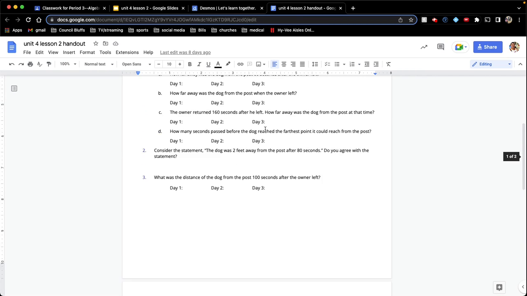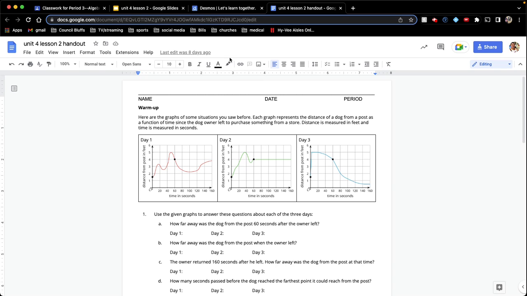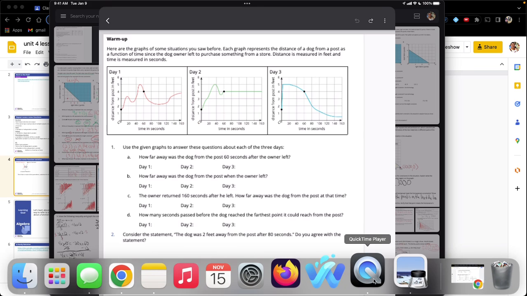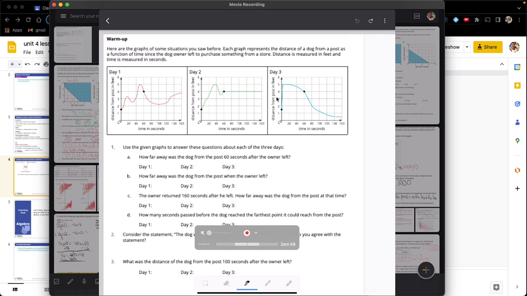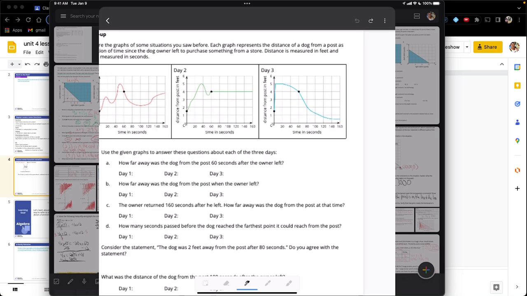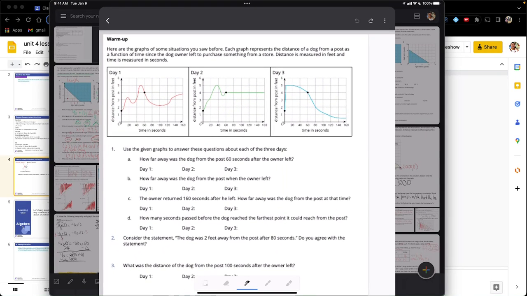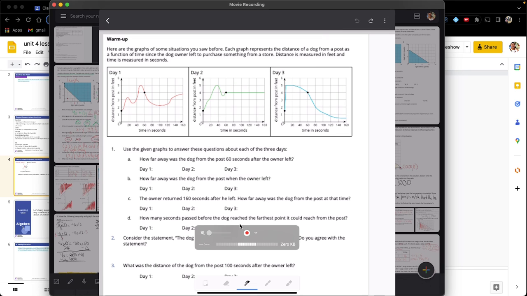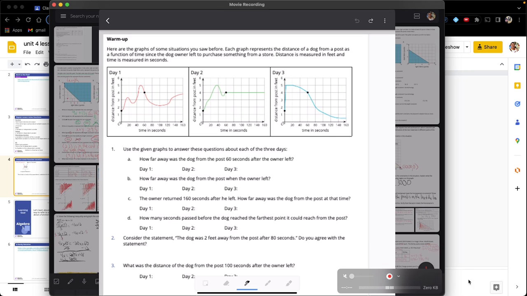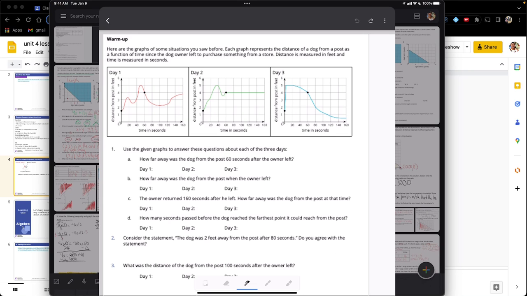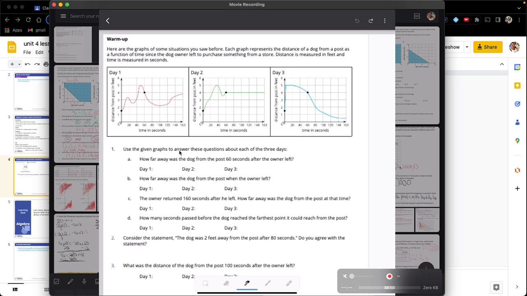Okay. So now we're going to go to the handout. We're first going to take a look at the warm-up, which is on page 1. Here are the graphs of some situations that you've seen before. Each graph represents the distance of a dog from a post as a function of time since the dog owner left to purchase something from the store. So remember, this was something we did in yesterday's lesson. Distance is measured in feet and time is measured in seconds.